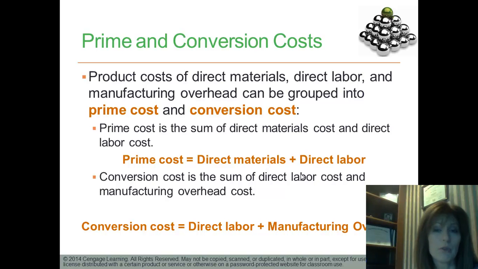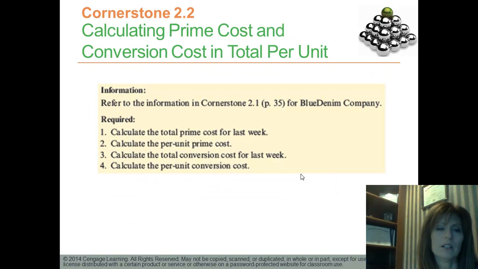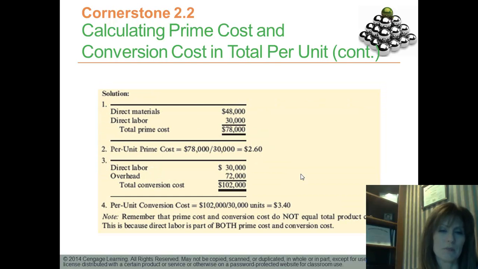So these are just knowing the formulas. If I ask you for prime, it's direct materials plus direct labor. If I ask you for conversion, it's direct labor plus manufacturing overhead. But you never add those two together because direct labor is in both of them. Going back to our Blue Denim, our prime cost would be direct materials plus direct labor, $78,000, or per unit, $2.60. And our conversion cost would be $102,000, or per unit, $3.40. Again, we never add those two together. We wouldn't take the $2.60 and the $3.40 to get the per unit cost because we would be double counting direct labor.